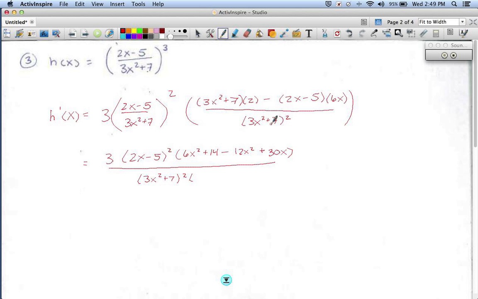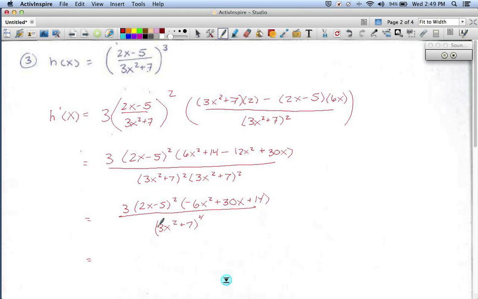And of course, the 3x squared plus 7 squared here. So my denominator, that's pretty straightforward. 3x squared plus 7 to the fourth. My numerator, I have a 3. I have a 2x minus 5 squared. And in here, I have a negative 6x squared, a 30x, and a 14, of which they're all even.